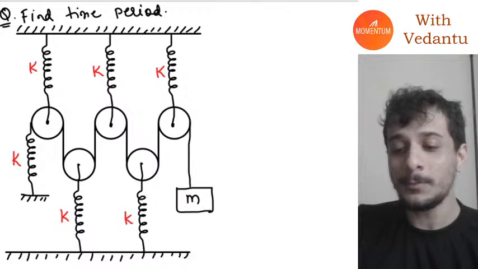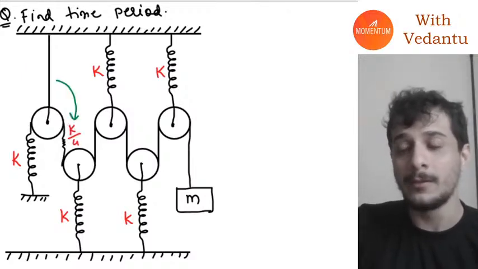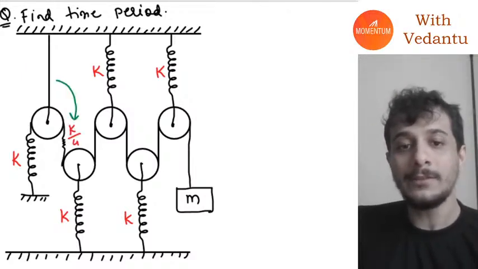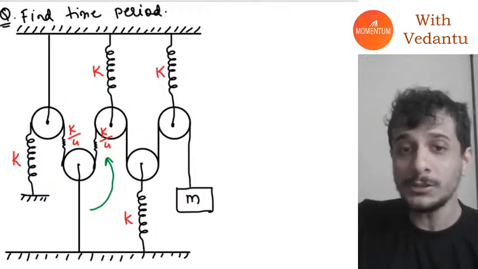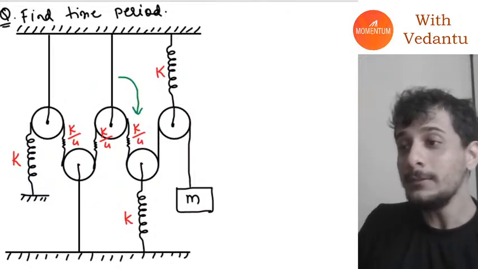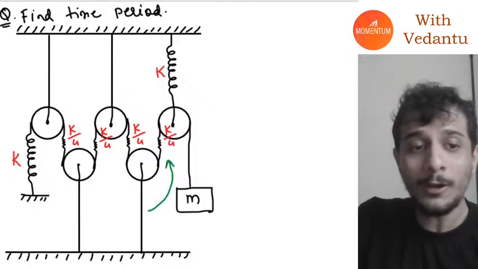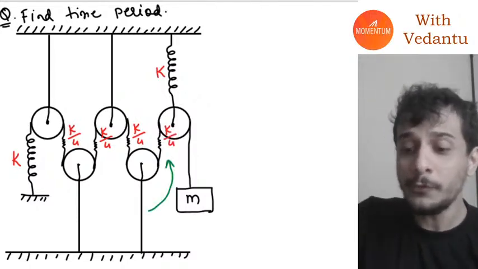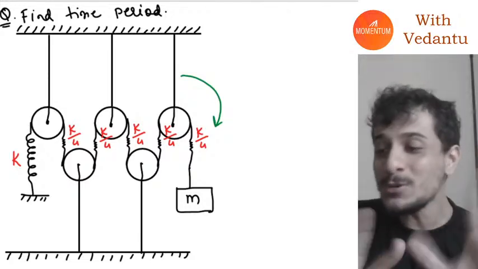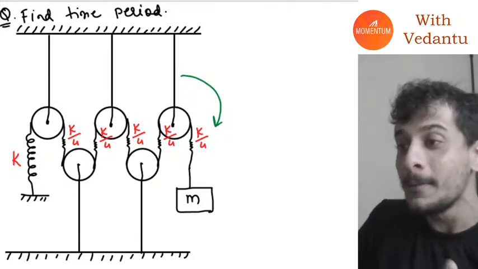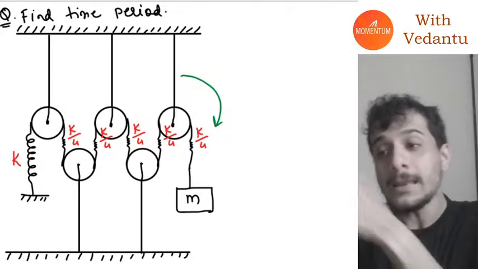You just keep shifting the spring. First, I will shift the first spring, so it will become k by 4. Then I will shift the second spring, another k by 4. Then the third spring, another k by 4. Then the fourth, another k by 4. Then the fifth, another k by 4. You see, immediately it became so simple. Now you have to shift the remaining springs.